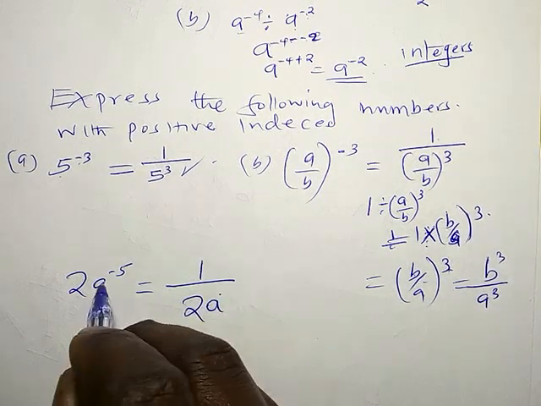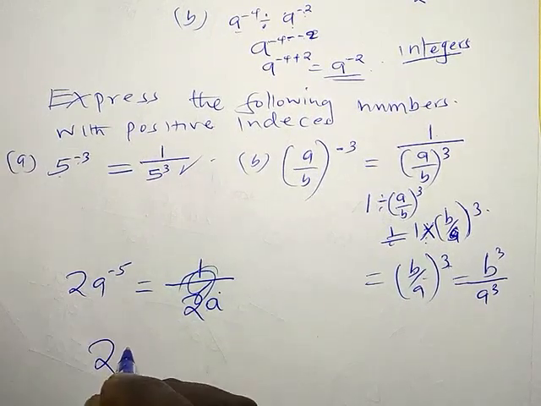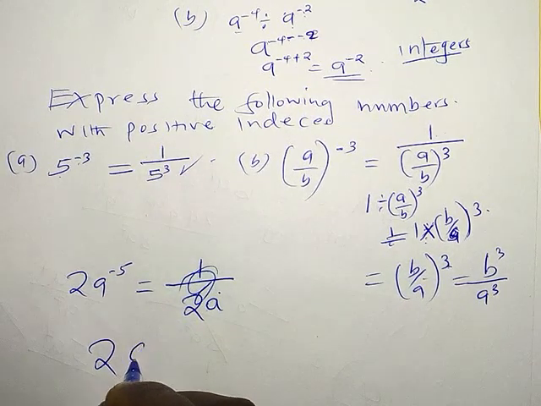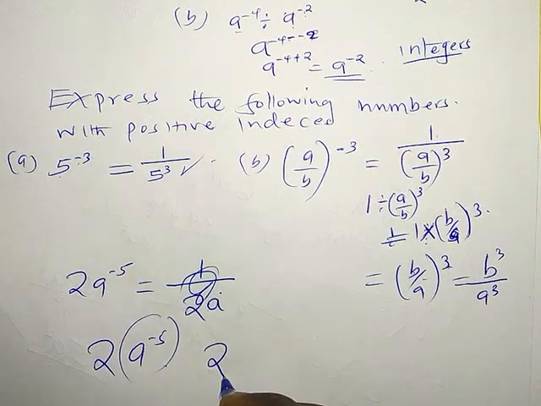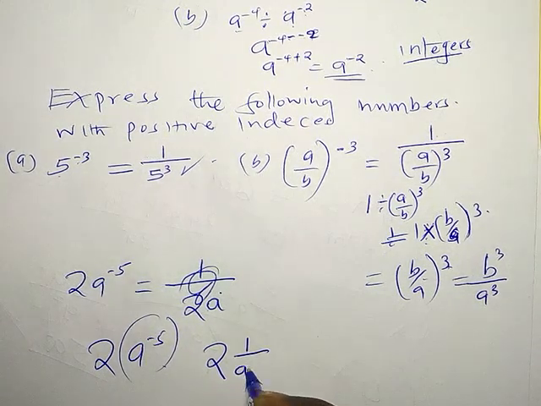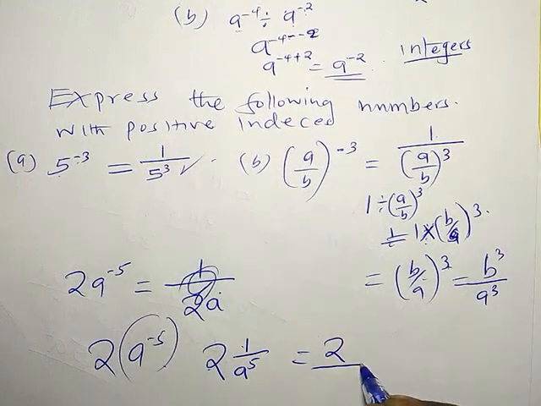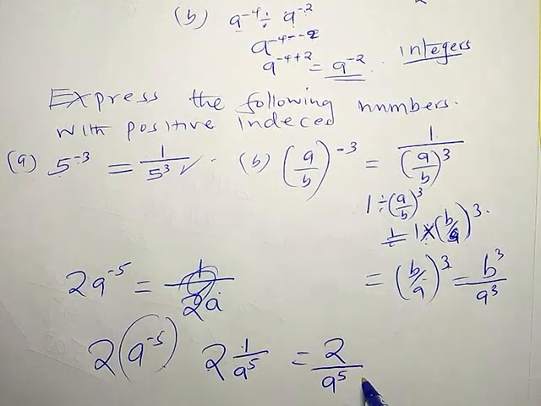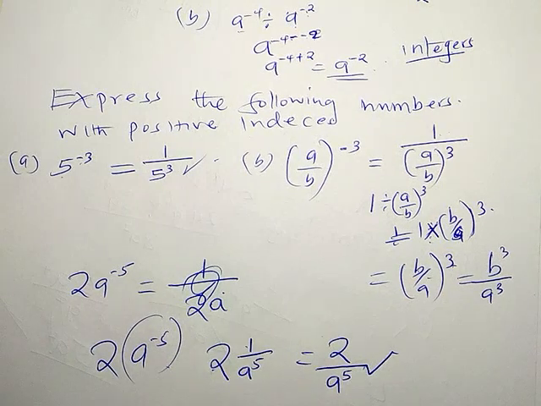No, 2 is not affected, sorry. This is 2 times A to the negative 5. This is the only number which is negative. Therefore, it is 2 times 1 over A raised to power 5. So 2 times this is the same as 2 over A raised to power 5, and that is how you write it positive.